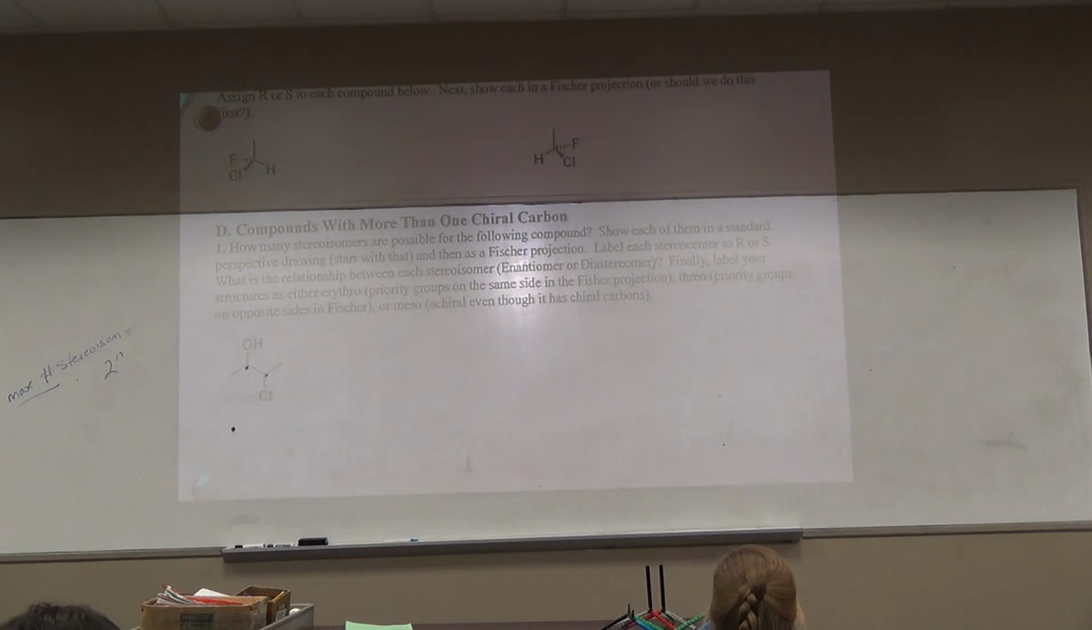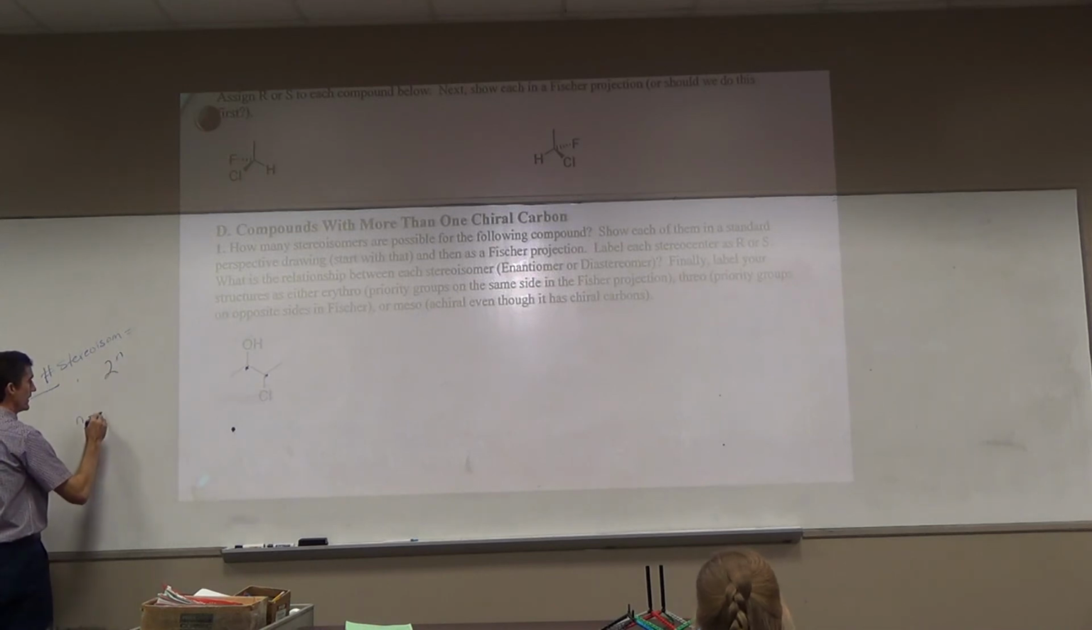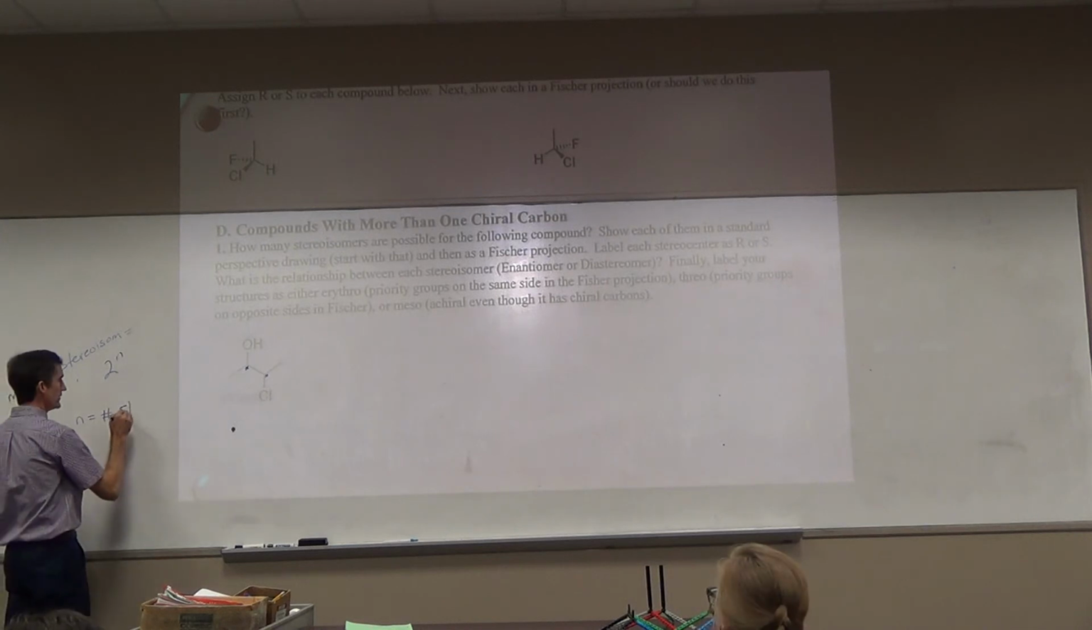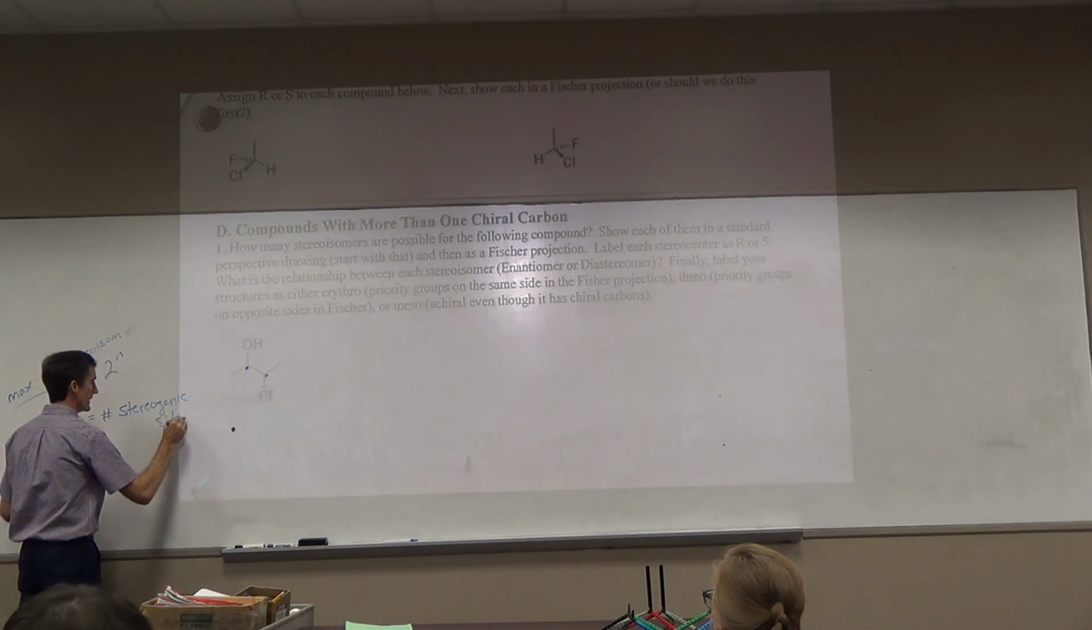Maximum number of stereoisomers. The reason it's called max is because sometimes there may be less than the number we're going to come up with, but there never will be more. We have to understand and identify when there will be less than this. The maximum number is 2 to the n, where n is what? Number of what? It's bigger than that. That's that broader definition. Number of stereogenic sites.